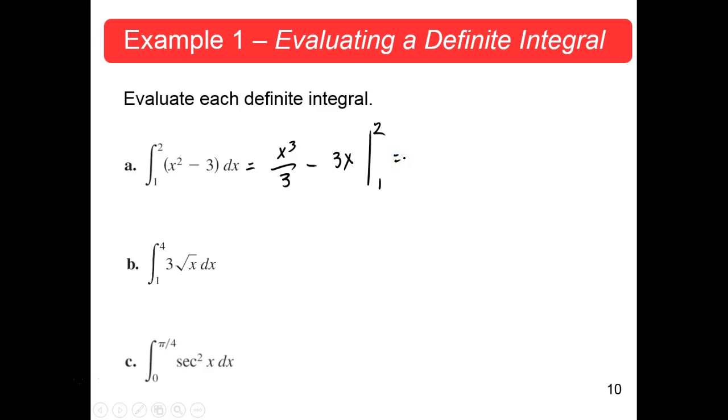Always do the upper one first. So let's do that. What's 2 cubed? 8 thirds minus 3 times 2, evaluating this part at 2. 3 times 2 is 6. Okay. Now we do minus the same evaluation with 1. So 1 cubed is 1, over 3 would be 1/3.